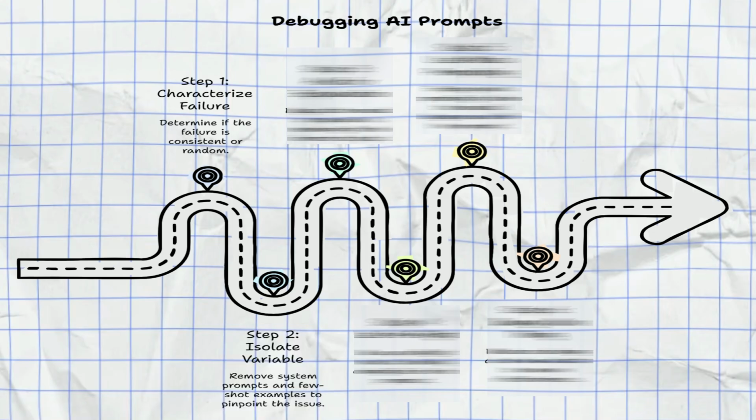Step 2 is to isolate the variable. Remove the system prompt. Remove few-shot examples. Narrow down to which specific instruction is being ignored. Step 3 is to ask the model to explain. You can directly ask the model, I asked you to do X, but you did Y instead. Explain. The model's explanation will often reveal the exact ambiguity. Step 4 is to use pre-flight to surface assumptions. When you can't tell why the model is going in the wrong direction, run a pre-flight on the task.